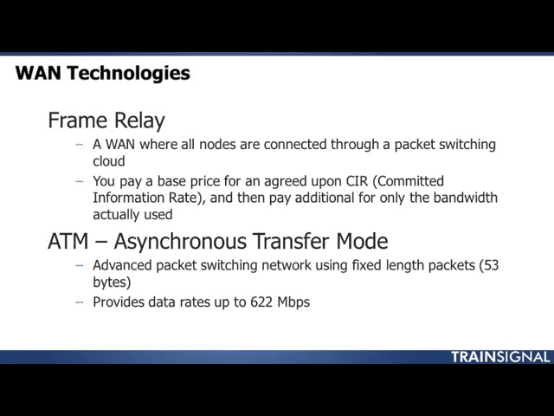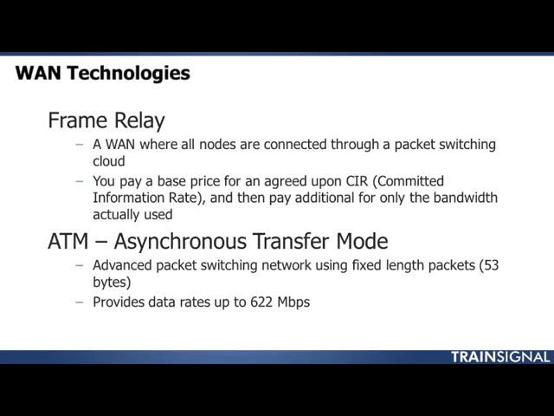Now, moving along through some more of our WAN technologies, we have frame relay. The idea behind frame relay is it's a WAN technology where all the nodes are connected through a packet switching cloud. So that's point one, packet switching networks. Point two is that you pay a base price for an agreed upon what's called CIR, or committed information rate. So you have that base rate, right?